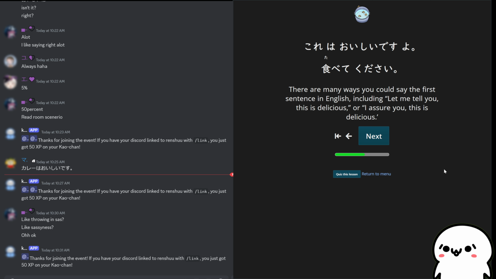And now this is one of those ones where, for the sake of the explanation, we're going to give you some examples of how one might translate it if they really wanted to translate yo. And so you could say, let me tell you, this is delicious. But do we say that? Not really. Yo, again, is so common in Japanese, but if we try and bring it into English, it starts to sound really strange. Or I assure you this is delicious. We don't typically say that.